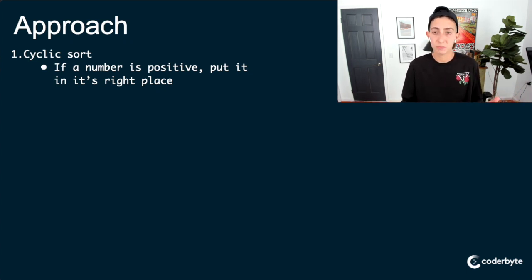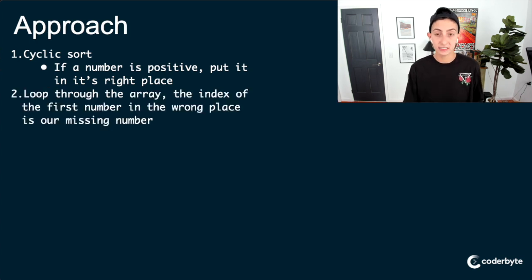Because we're able to do the cyclic sort just on the positive numbers, we can then loop through the array after we've sorted all of the positive numbers. And the index of the first number in the wrong place will indicate which number is missing. In case you didn't quite understand that, let's go through an example and walk through it. You'll see that this is actually a pretty simple problem if you just do the cyclic sort on the positive numbers.